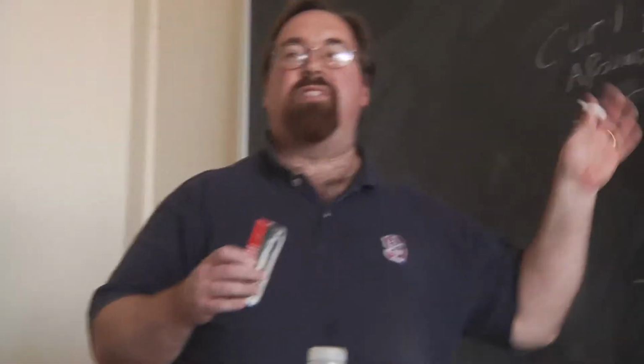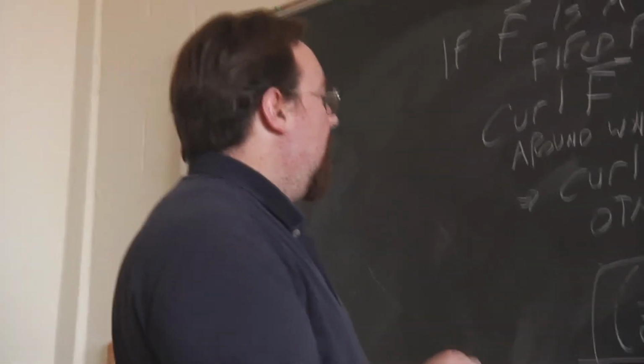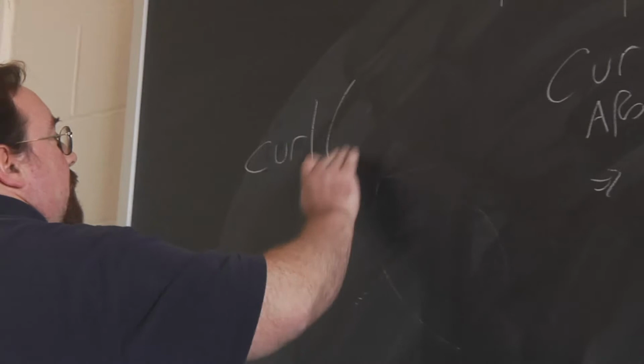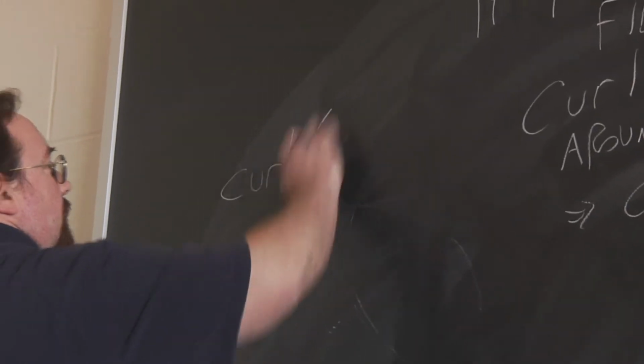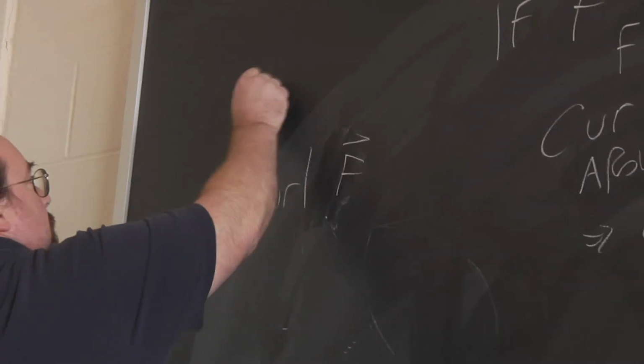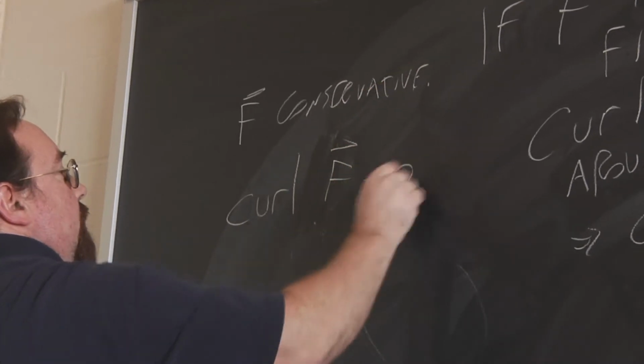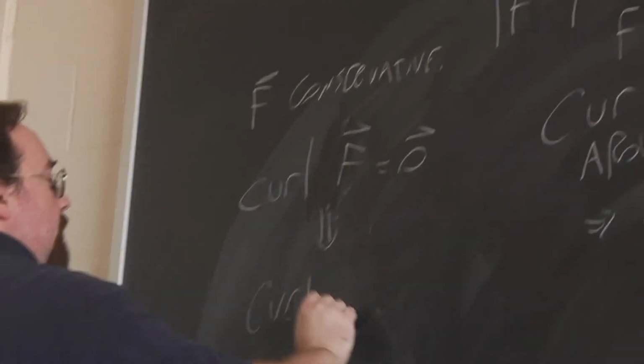Is it path independent? Well, that's important too, but what we care about is the fact that big F is a gradient of a function. So what that means is, if big F is conservative, then curl F is equal to 0, but big F is the gradient of some function little f. So that also is 0.